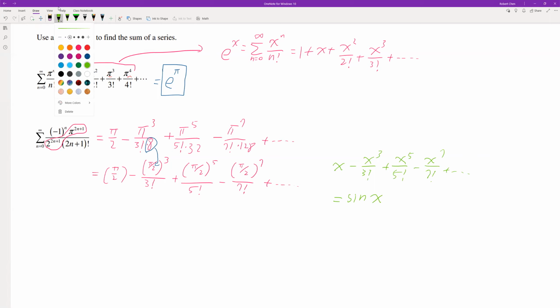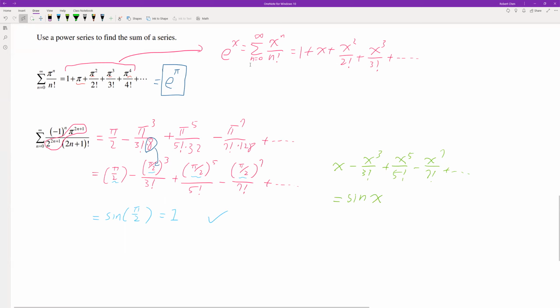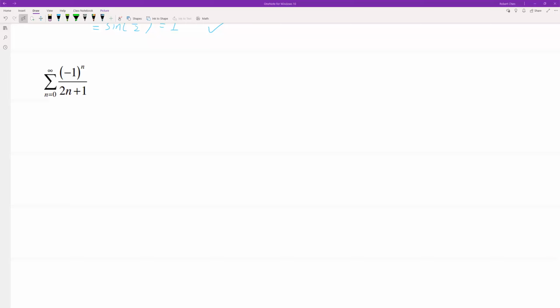So what we have here is actually replacing x with pi over 2, right? So what we're looking at is actually just sine of pi over 2, which is 1, right? Pretty interesting, right? All right, next let's look at a few more. All right, now let's look at this one.